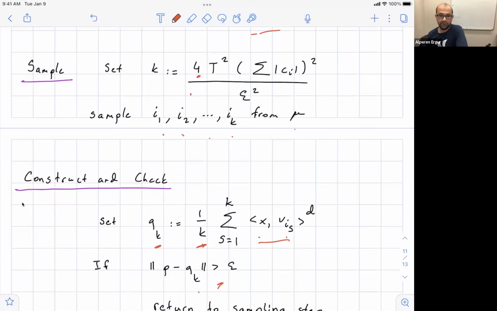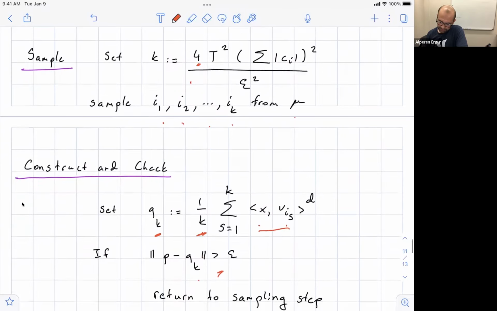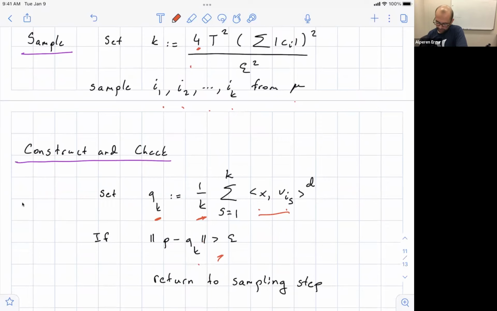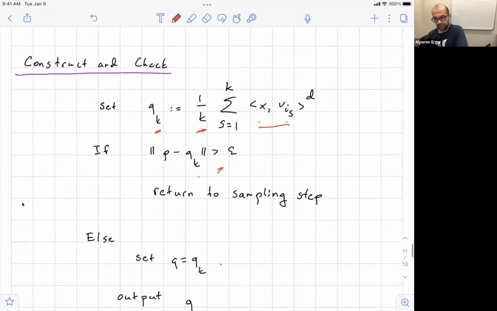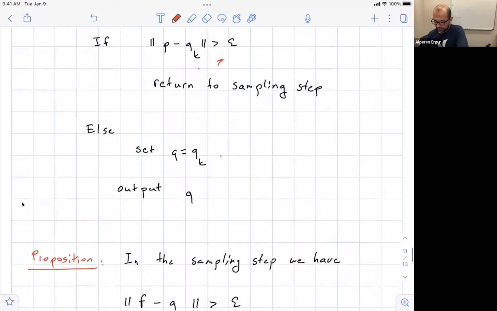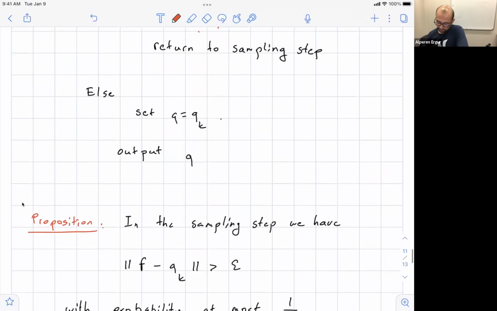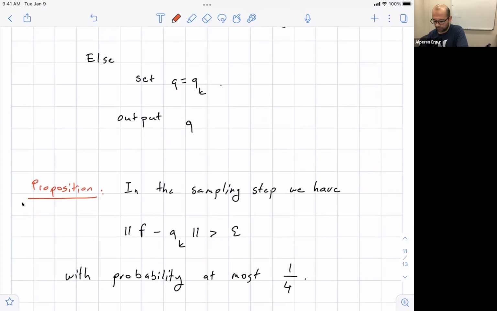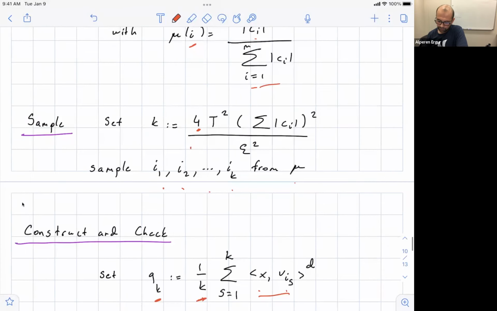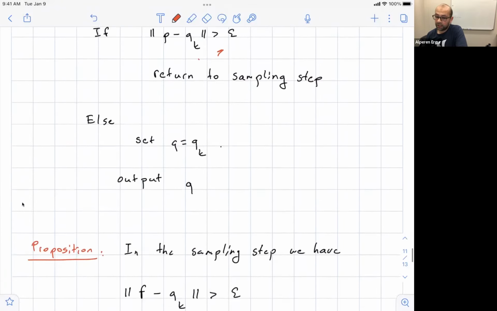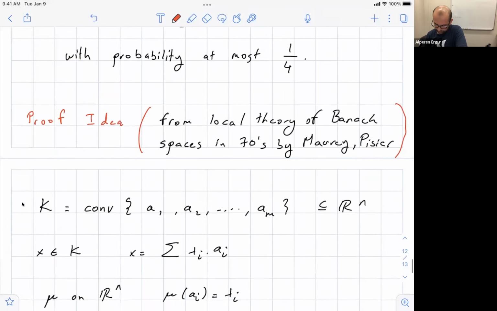You just take 1/k of these guys, right? You might find this very suspicious. Is this really correct? And if it is not close enough, you sample again. If it is close enough, you're done, okay? And what we say is this sampling, this Q_k, is close enough with probability at least 3/4. If you put a 4 here, if you put a bigger number, the probability will increase accordingly. Okay.